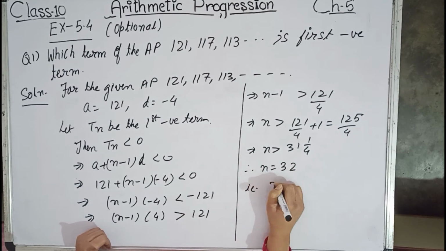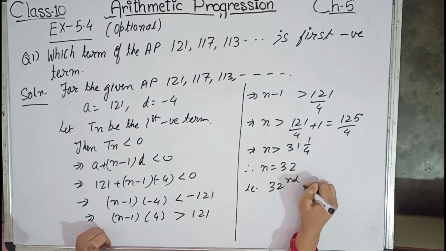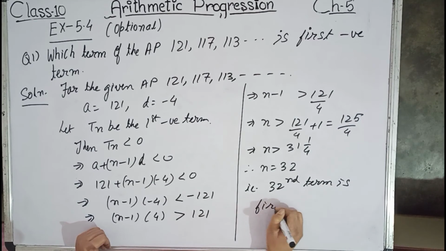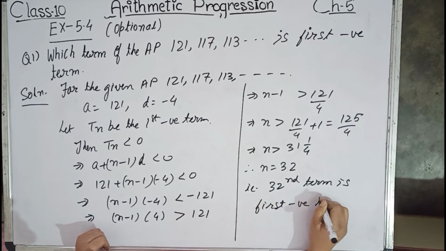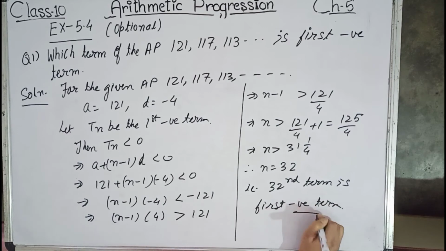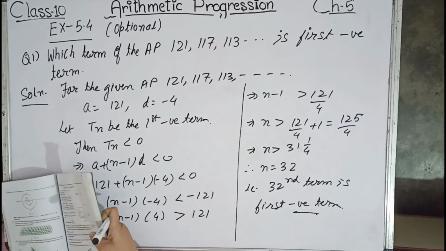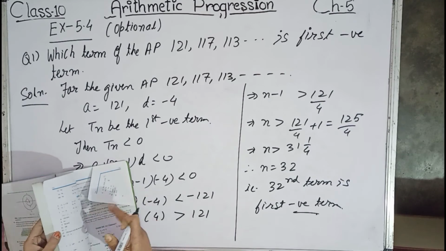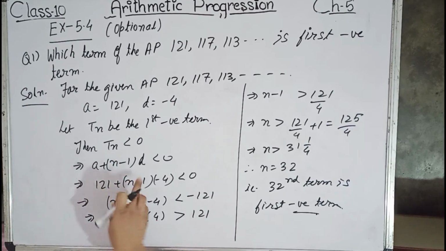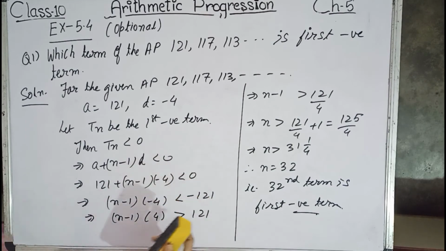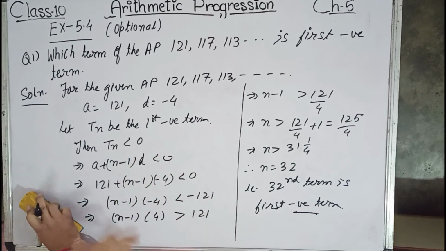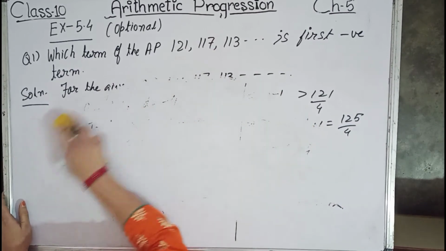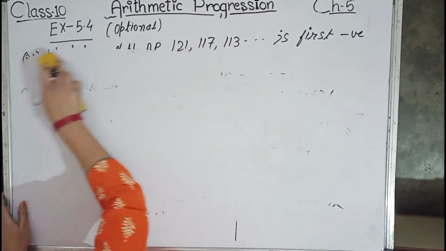That is, the 32nd term is the first negative term. So 5.4 question number 1, the 32nd term. And I remember children, like this sum we have already done also. So it's just a revision of that question in the form of another example.